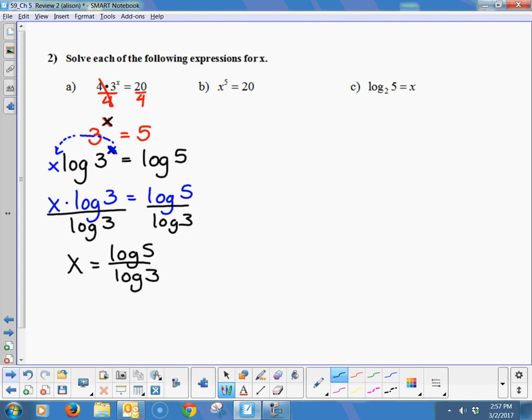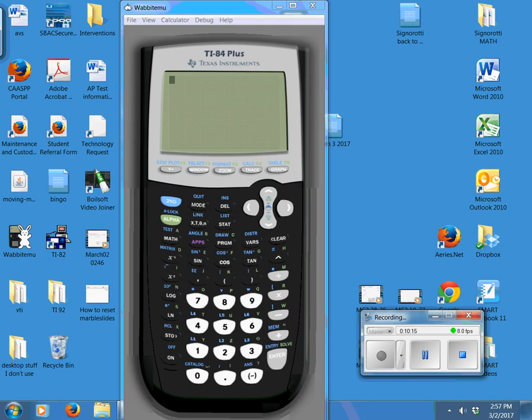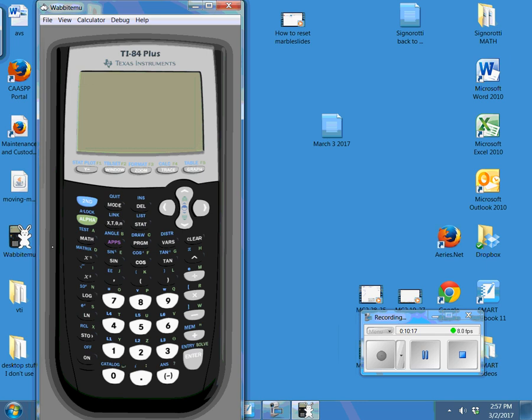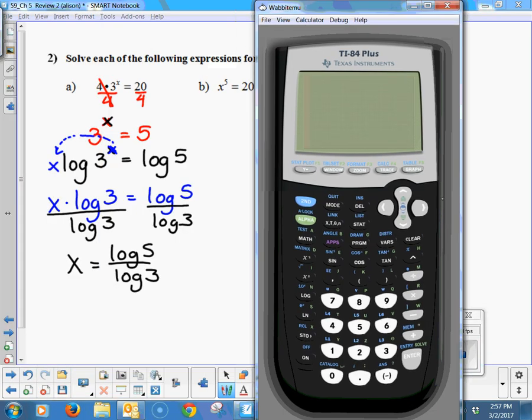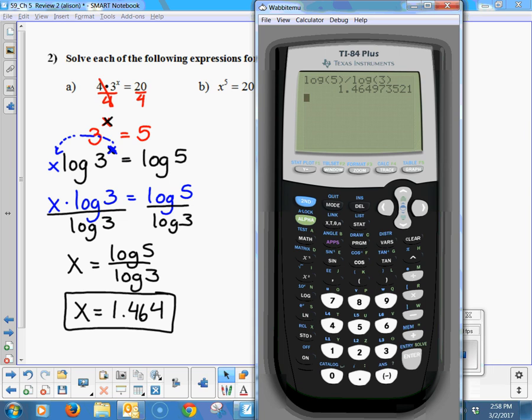I'm going to pause and go grab a calculator. See, I grabbed a virtual calculator. So I needed to find log of 5, so I'm going to type in log of 5, close parentheses, divided by log of 3, close parentheses, and enter. And it tells me it is 1.46, so our estimate wasn't that bad. x equals 1.464. Woohoo! Let's move on to part B.